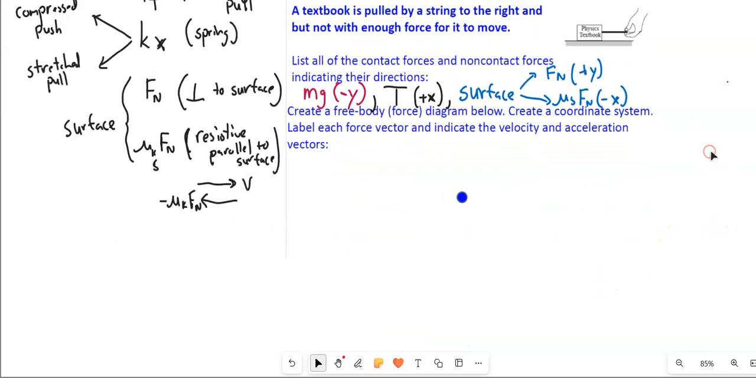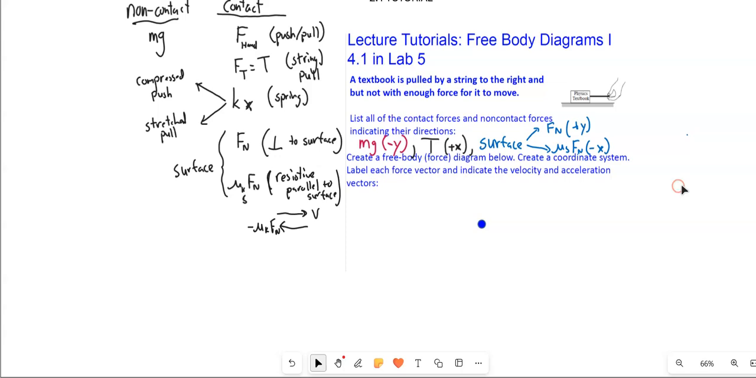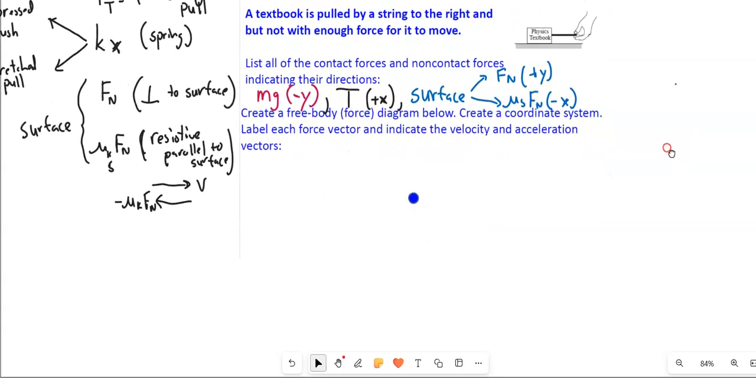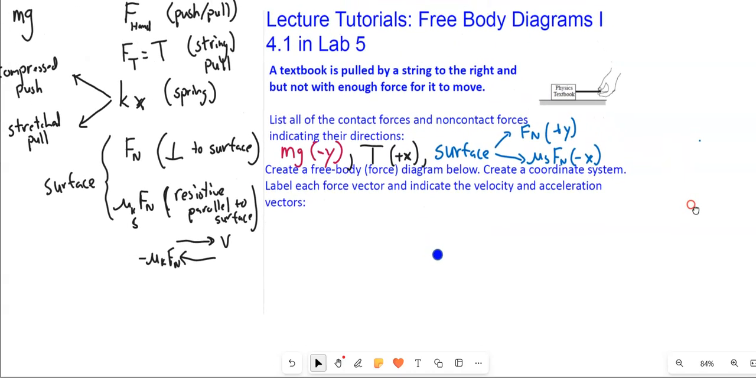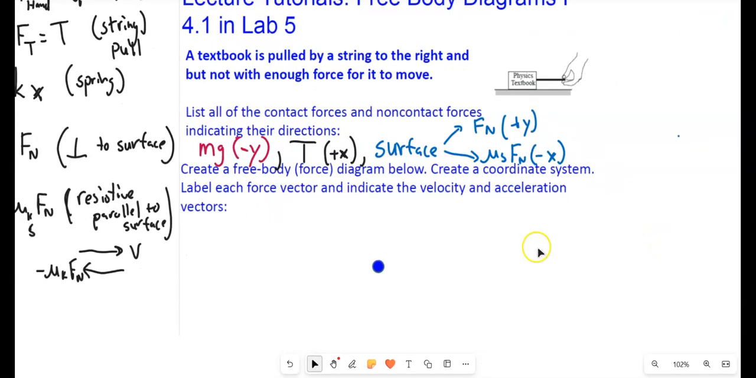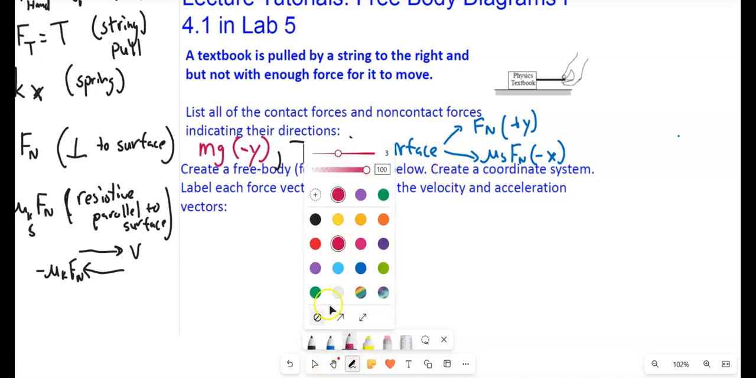Well, now that I've listed off all the different types of forces acting on my object, I'm going to transfer them to right here. And I just increased the size of my window. So here we go. Since I've used red, black, and blue, I'm going to use green to create my coordinate system.